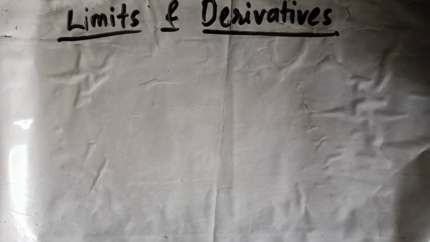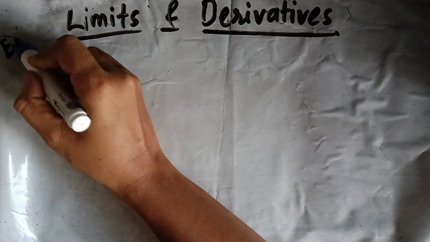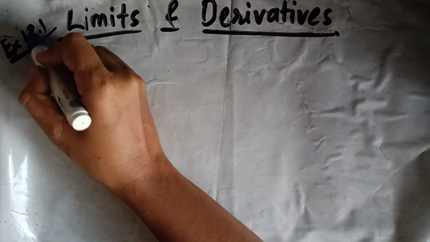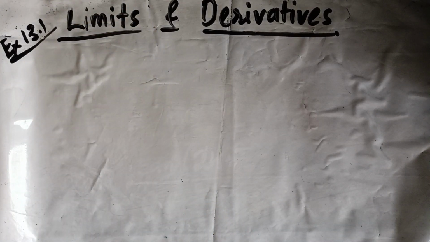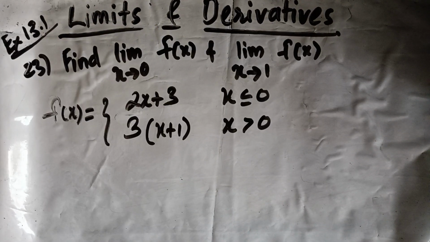Hello students, so we were doing exercise 13.1. Okay, next question. So here you have to find limit as x tends to 0 of f(x) and limit as x tends to 1 of f(x). Okay, so here two things are given.